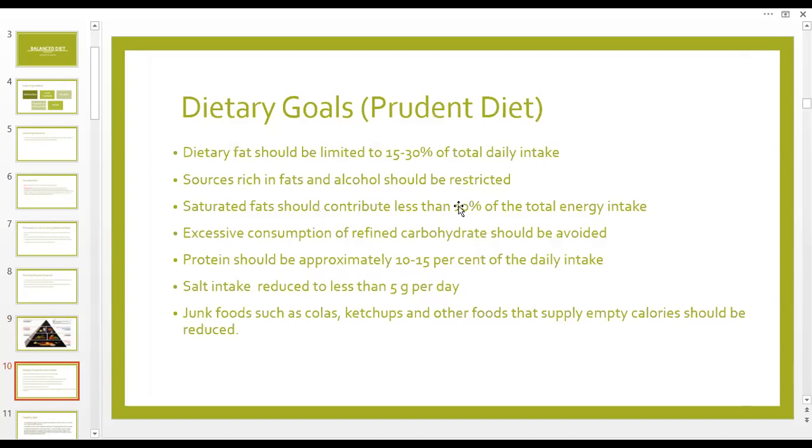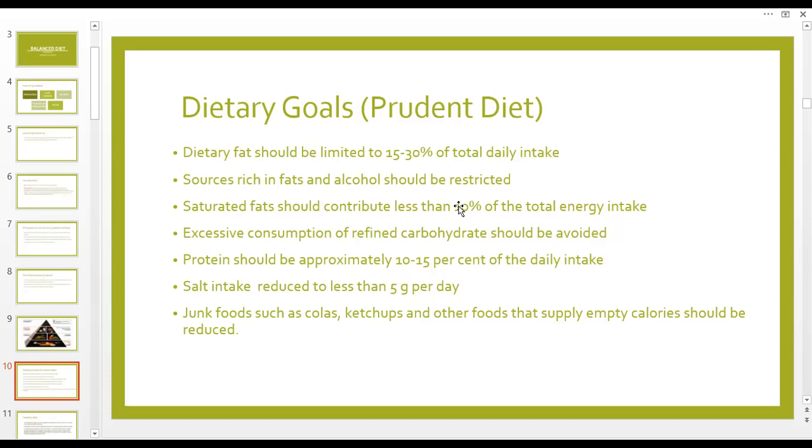Now, dietary goals, prudent diet. There's a terminology known as prudent diet. A prudent diet is a diet which is used to prevent common non-communicable diseases or other common diseases, for example, hypertension, ischemic heart disease, coronary heart disease. If we target a prudent diet, the incidence or prevalence of these diseases decreases.